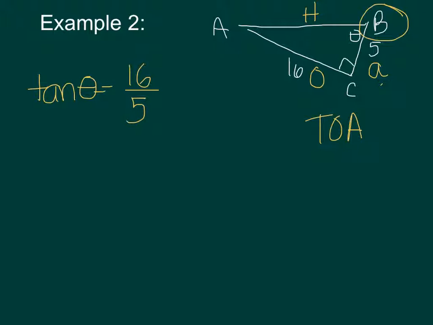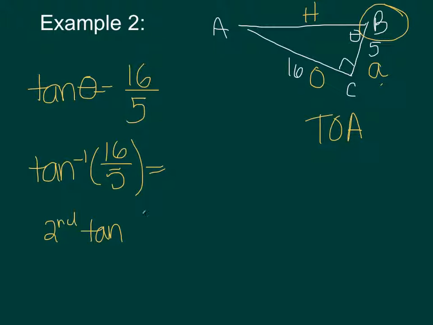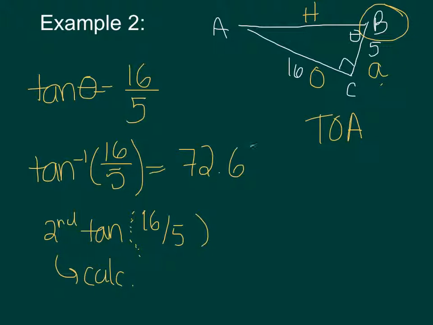Since I'm looking for the angle, I'm going to use the inverse, so I'll put 16 over 5 in my inverse tangent, and that will give me the angle. Now I'm not going to show you the calculator again, but I hit second, tan, and then 16 divided by 5, and then I close my parentheses. The parenthesis was actually opened right here, but the calculator did that for you. So this is my calculator, and it's going to give me 72.6 degrees.